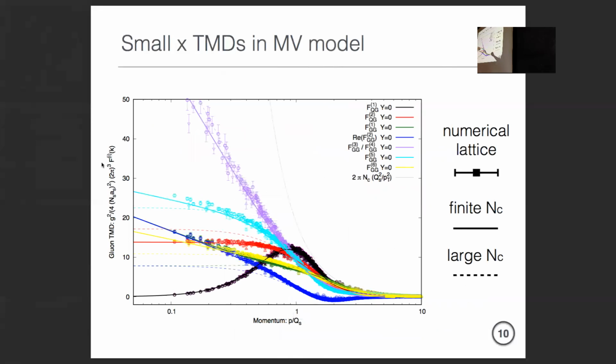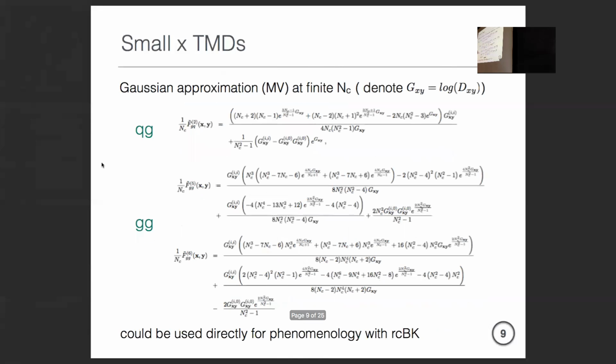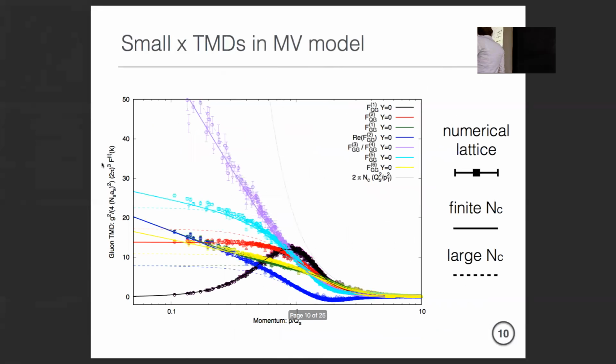Then on top of that, you can look at the dashed lines here, which are the large NC result of the same formulae. So take these things, take the large NC limit. Of course, once you go above QS or something like this, they essentially all agree. But it's actually kind of interesting, because for quite a few of them, they seem to shoot off here at least. This is a logarithmic scale, so this is significantly below QS.